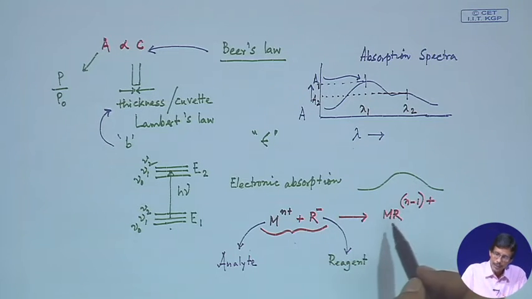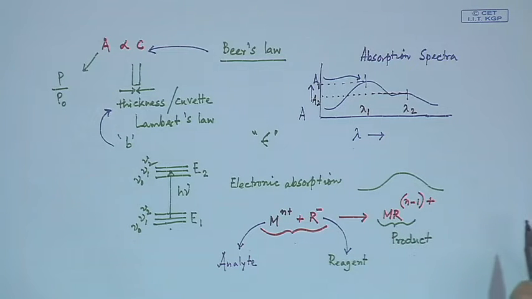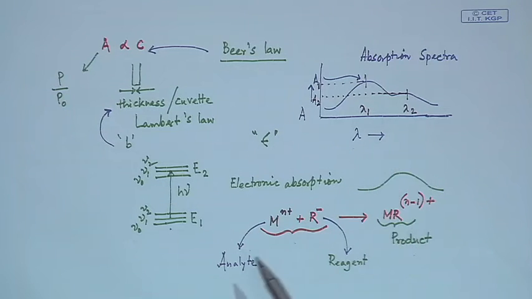And when this analyte is reacting with your reagent, we get the product. We will also see that you have the opportunity of recording the corresponding electronic or absorption spectra, where we are handling these three things: the analyte, the reagent, and the product.